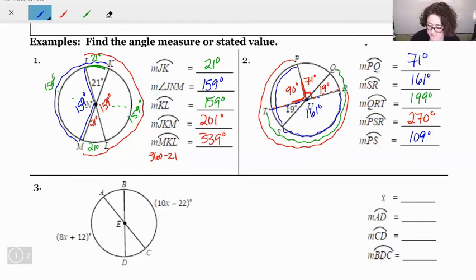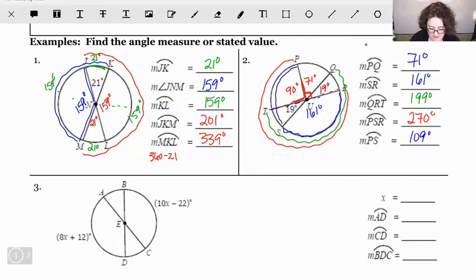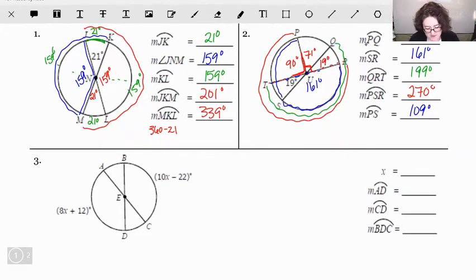So number 3 is kind of an application problem. So here we go. It looks like I have 2 things being measured. I have the arc measure for arc AD, and then I have the arc measure for arc BC. So real quick, look for the angles that match up with those. Let's see here. So the 8x plus 12, well, that's the same arc that's being cut off by this angle AED.